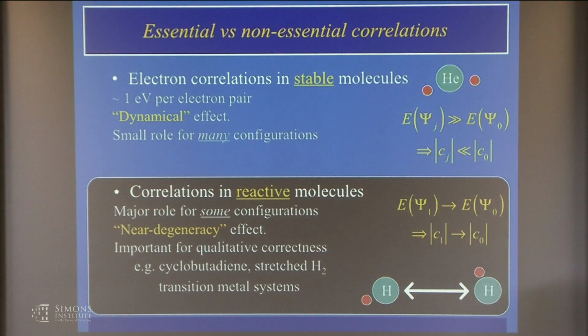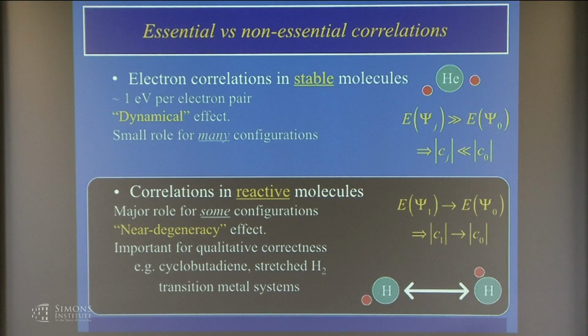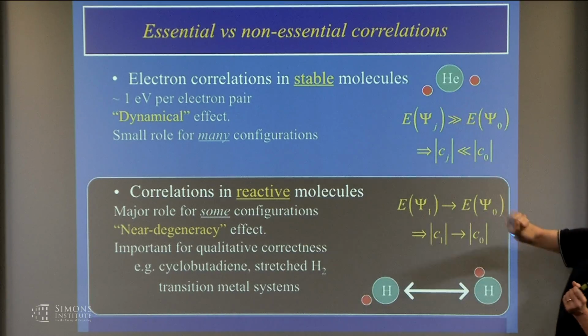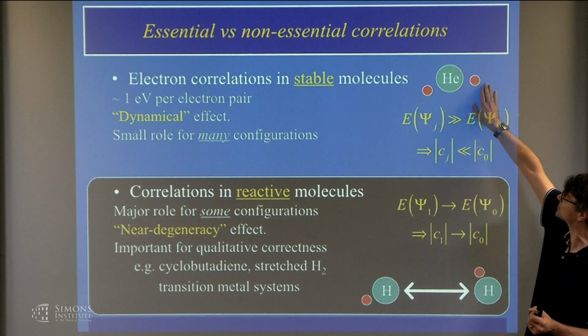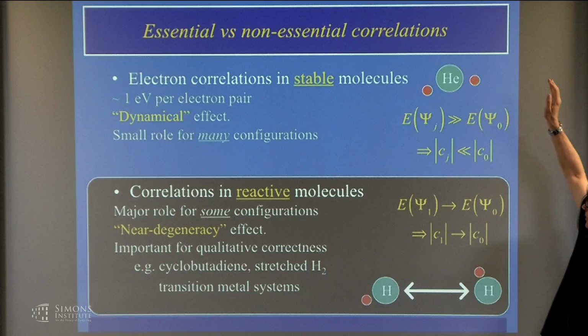All right, so I'll finish with a few remarks about strong correlation. What I've told you about so far are mostly the electron correlations in stable molecules, or atoms, as exemplified by the helium atom. So we've been attempting to describe the fact that you don't find two electrons in helium on the same side of the nucleus. You typically find them on opposite sides.